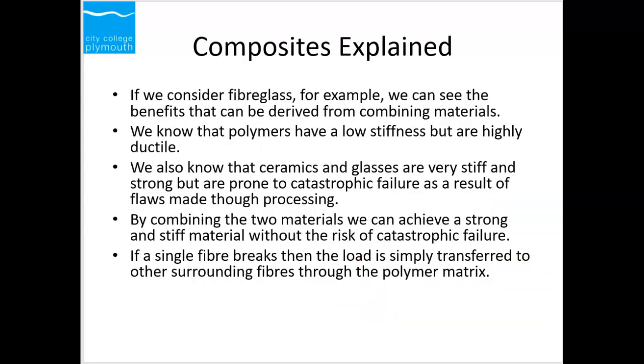Now, if we are considering glass fibers, we can see the benefits. The composite has the best benefits of the glass fibers and the matrix material. The polymers have very low stiffness, but they are very ductile. The ceramics and glasses are very stiff and strong, but they can cause a sudden failure because there are certain flaws when we process them. If we combine these two materials together, we will have something that is strong, but will be able to resist a catastrophic failure. That will have no catastrophic failure.